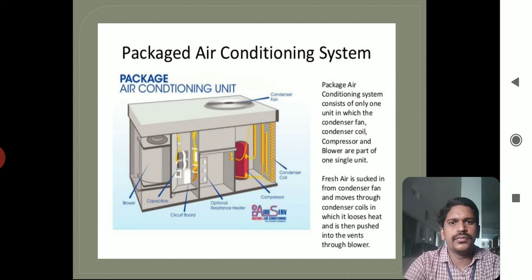You have to fabricate all units in a single package, like compressor and condenser and evaporator and condenser coil and condenser fan, like boiler, part of the one single unit. This is called the packaged air conditioning system.